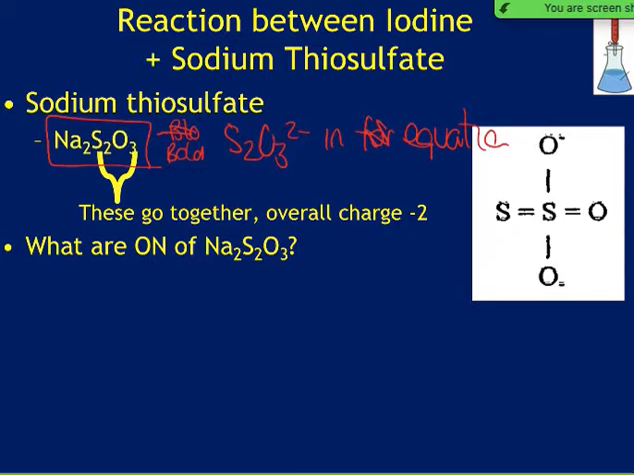+2. So we have Na2S2O3. Oxygen is -2, 3 of them, -6. That makes everything over here +6. Sodium, because it's group 1, is going to be +1, 2 of them +2. So both of these together are +4. It makes each S +2.